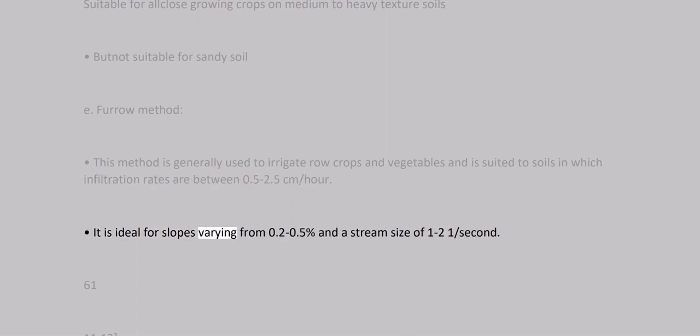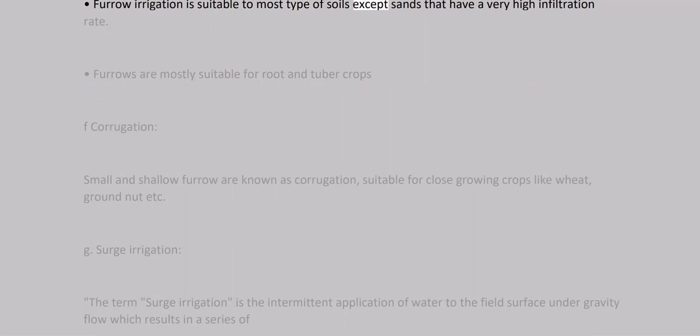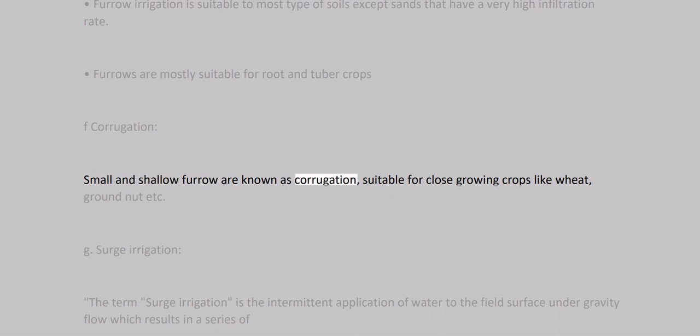It is ideal for slopes varying from 0.2 to 0.5% and a stream size of 1 to 2 liters per second. The length of furrows may vary from 30 m for sandy soils at lesser slope to 300 m for heavy soils at greater slope. Furrow irrigation is suitable to most types of soils except sands that have a very high infiltration rate. Furrows are mostly suitable for root and tuber crops. F. Corrugation. Small and shallow furrows are known as corrugations, suitable for close-growing crops like wheat, groundnut, etc.